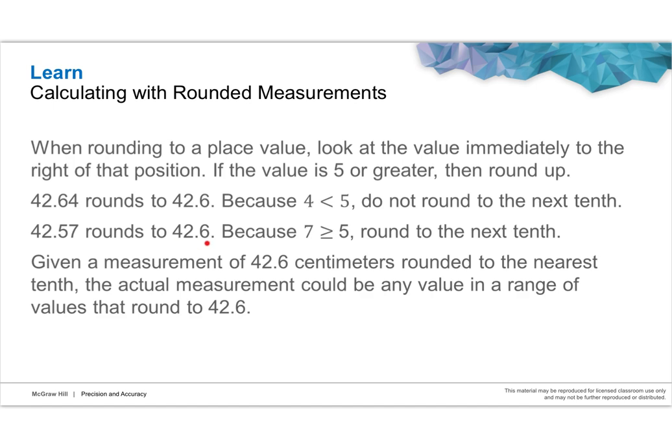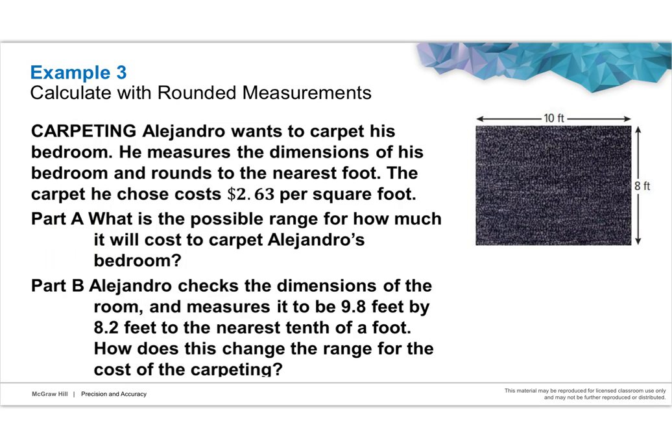42.57 also rounds to 42.6 because this 7 digit to the right of the 5 is greater than or equal to 5. So we're going to round to the next tenth above the 0.5, which is 0.6. So if we're given a measurement of 42.6 centimeters rounded to the nearest tenth, the actual measurement could be any value in a range of values that will round to 42.6. And we can see that there's a range of numbers for sure that that would apply to. So let's look at an example to see how calculating with rounded measurements can make the outcome different.